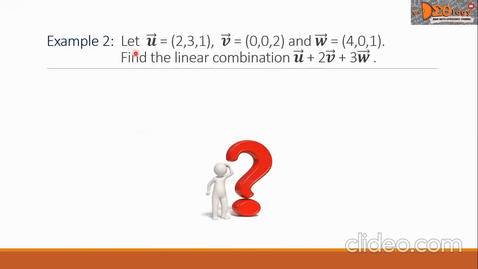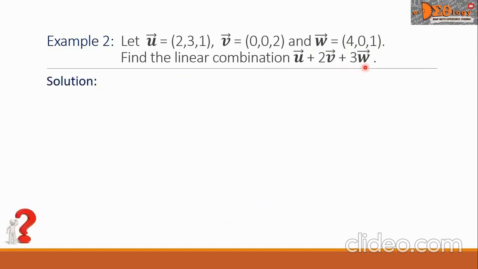Example 2. Let vector u equal 2, 3, 1, vector v equal 0, 0, 2, and vector w equal 4, 0, 1. Find the linear combination vector u plus 2 times vector v plus 3 times vector w. So this is what we're going to evaluate.